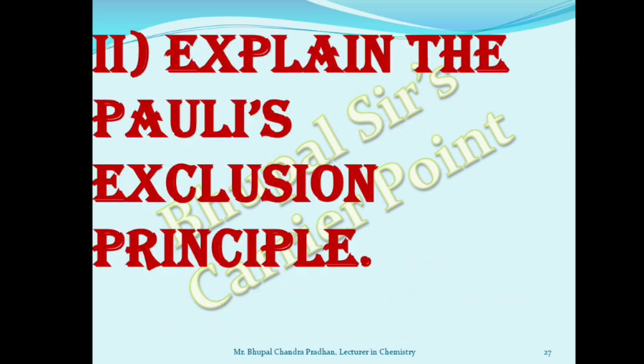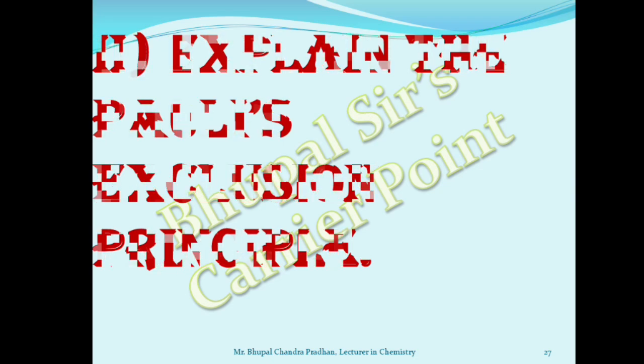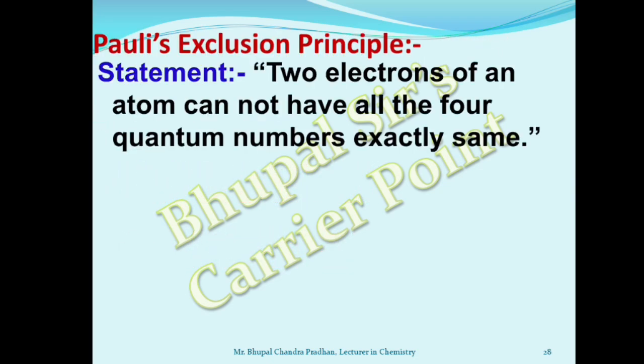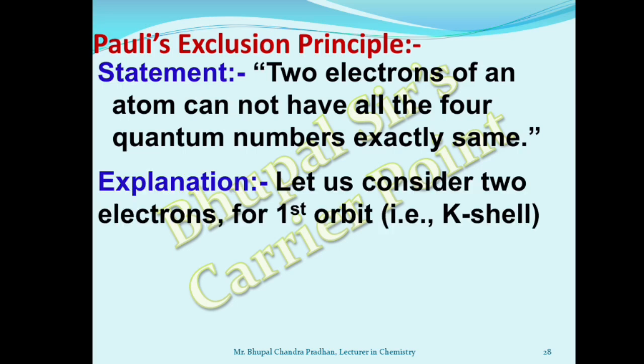rotation of the electron. Let us come to the second question of Group C. Explain Pauli's exclusion principle. What is Pauli's exclusion principle? Statement. 2 electrons of an atom can't have all the 4 quantum numbers exactly the same.